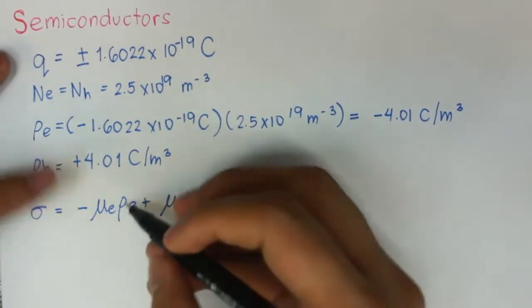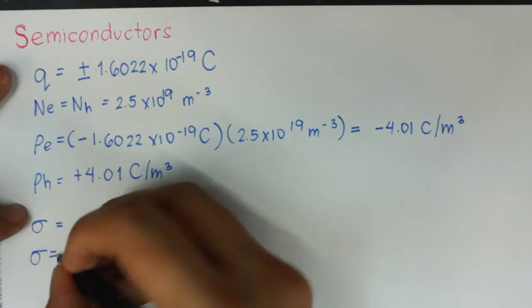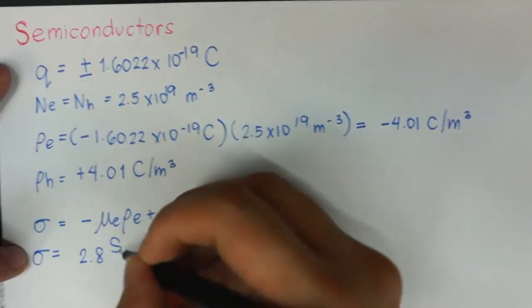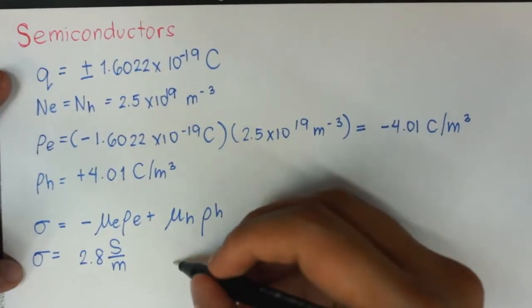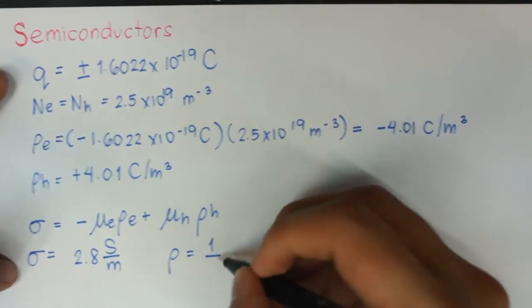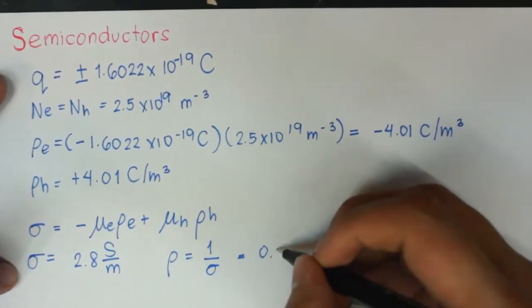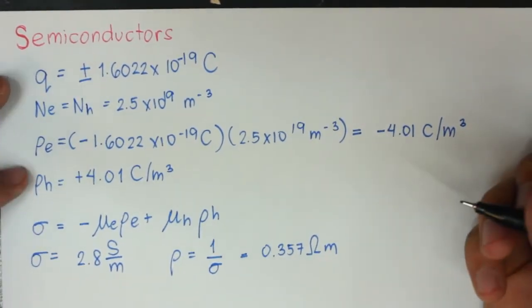So, plugging in, since we are given the mobilities, this is sigma, equal to 2.8 Siemens per meter. And then the other term, resistivity, that's just 1 over conductivity, which is equal to 0.357 ohm meter.